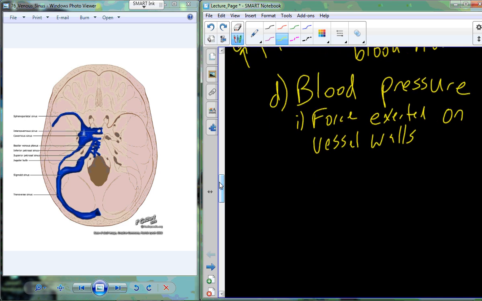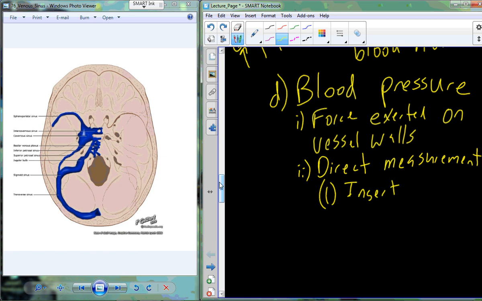Okay, so blood pressure is this force that's exerted on the vessel walls, and we can measure it both directly and indirectly. To measure blood pressure directly, this is sort of invasive. What we do is we insert a pressure transducer, which is going to be a gauge that responds to changes in pressure.